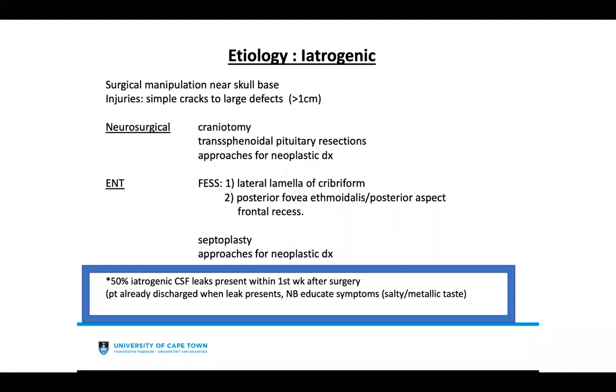Now, what is interesting is that around 50% of iatrogenic CSF leaks will present in the first week after surgery. So only half the patients that we've caused a CSF leak in will be evident in the first week. That means that the other half are already discharged. So you will need to counsel your patients very extensively on the symptoms so that they know what to look out for. For example, things like salty or metallic tastes in the mouth.